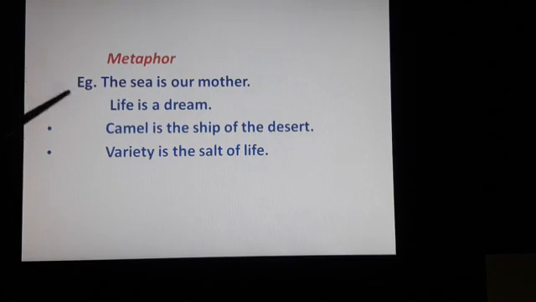Second, life is a dream. Life is actually like a dream, okay? Life cannot be a dream, but when both are spoken of as one, it's a metaphor. Again, camel is the sheep of the desert. Camel cannot be the sheep, but it is like the sheep. But it is spoken of as one. Therefore, it is a metaphor. The variety is the salt of life. Again, same thing. Variety cannot be salt of life, but it is like the salt of life. But the poet will speak as if both are one and the same. Therefore, this type of figure of speech is metaphor.